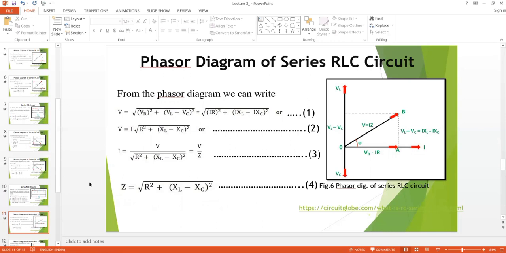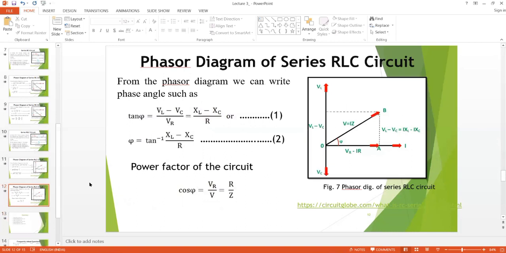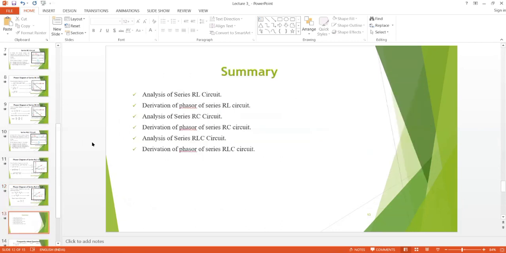The impedance is root of R square plus XL minus XC whole square, where XL is nothing but omega L, 2 pi FL, and XC is equal to 1 upon omega C, 1 upon 2 pi FC. I already told you the power factor remains the same, cos phi is equal to R upon Z, but in the case of the phase angle, it is XL minus XC divided by R. Right? Is this clear, I guess?